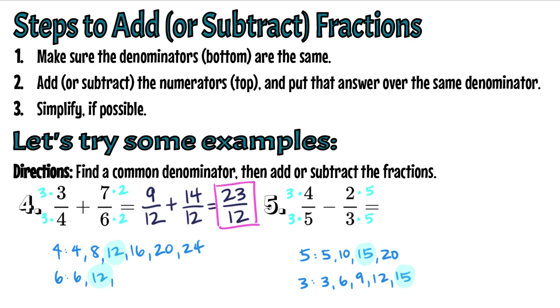Now let's rewrite our fractions. 3 times 4 is 12 in our first fraction, over 3 times 5 is 15. And we're subtracting from that 2 times 5, which is 10, over 3 times 5 is 15. So 12 minus 10 is going to give us 2 over our same denominator of 15. This shows that 4/5 minus 2/3 is 2/15.